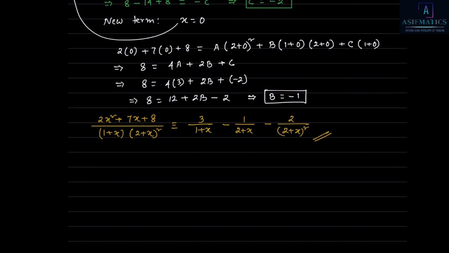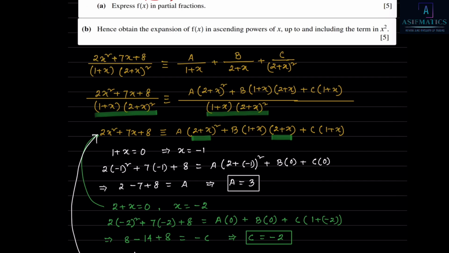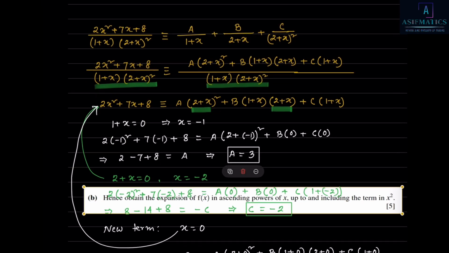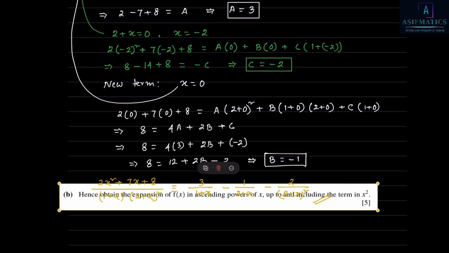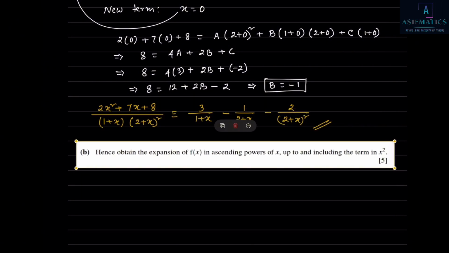Now the second part of the question says, look at the second part. I can copy the second part actually. So let's bring the second part here, copy it and write it here. So in second part, part B, it is said that hence obtain the expansion of function of x in ascending power of x up to and including the term in x square. That is also a 5 marks question. So this is very important, right?